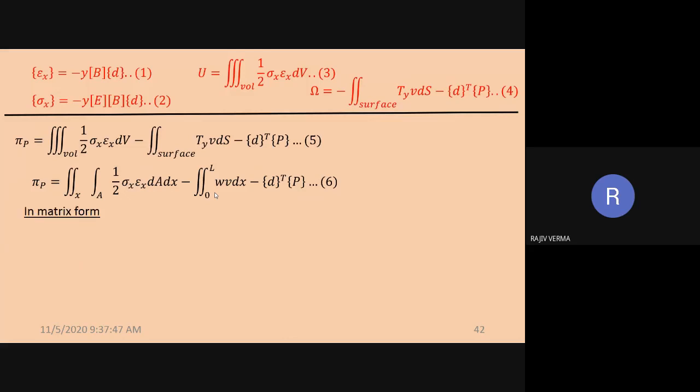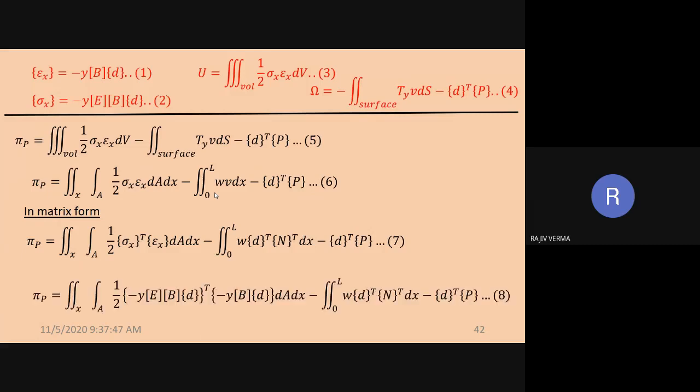And in matrix form, we take the transpose of the stress matrix. This is the first term. And we take the transpose of the D matrix. This is the second and the third term. And then we simply substitute the value of stress and strains and shape functions and degrees of freedom in equation number 7 to get equation number 8.